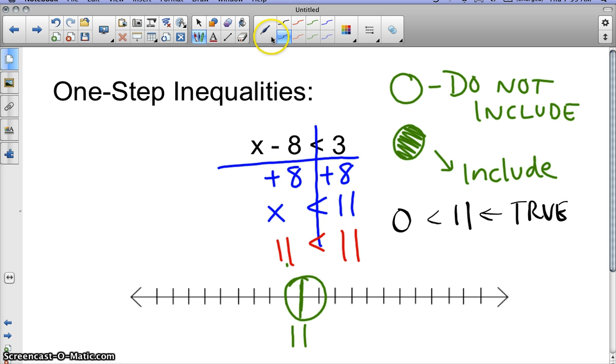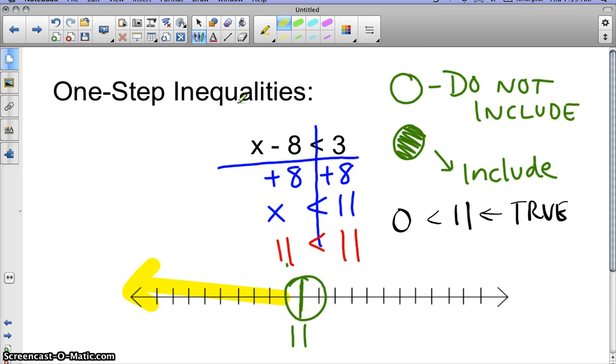So here's what we want to do. We want to include all the numbers that make it a true statement. So since 0 is to the left of 11, we're going to say any number to the left of 11, yay, autocorrect, makes a true statement. So we draw the arrow to the left and that would represent our answer.